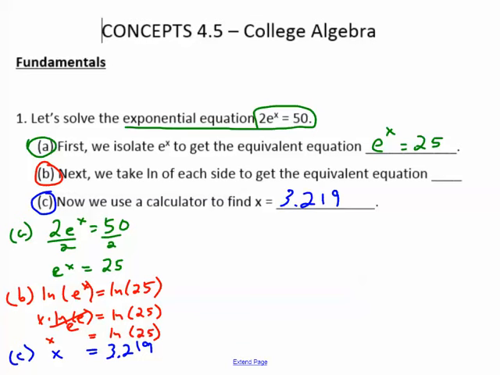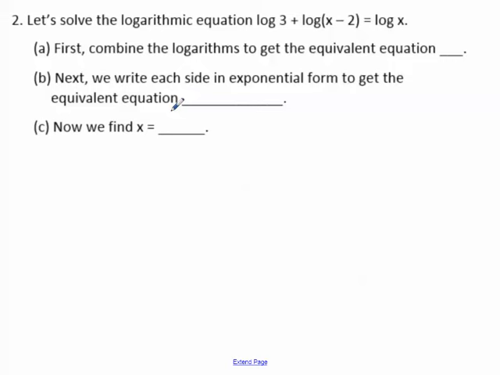Alright, so we're talking about the concepts again, section 4.5, the last video of our section, talking about logarithms and exponents. We're talking about solving exponential equations here, and we're also talking about solving logarithmic equations. If I've got a logarithmic equation like this, here's my log equation in the rectangle here. What I do is I first combine the logs.